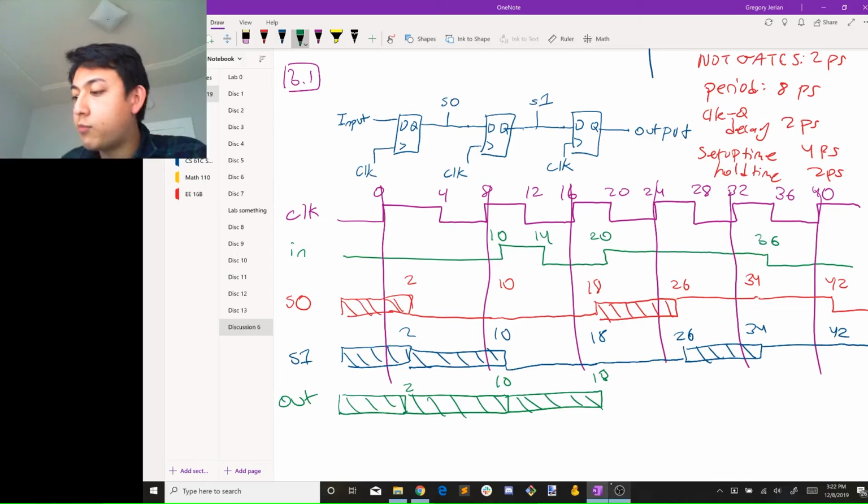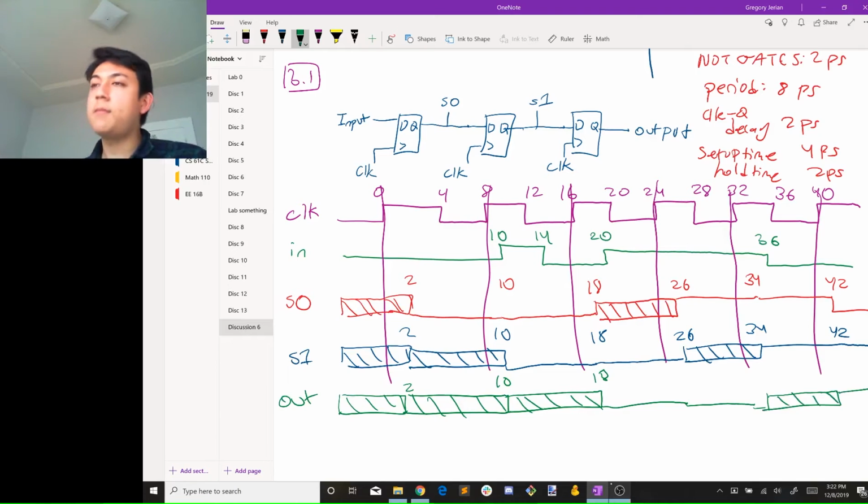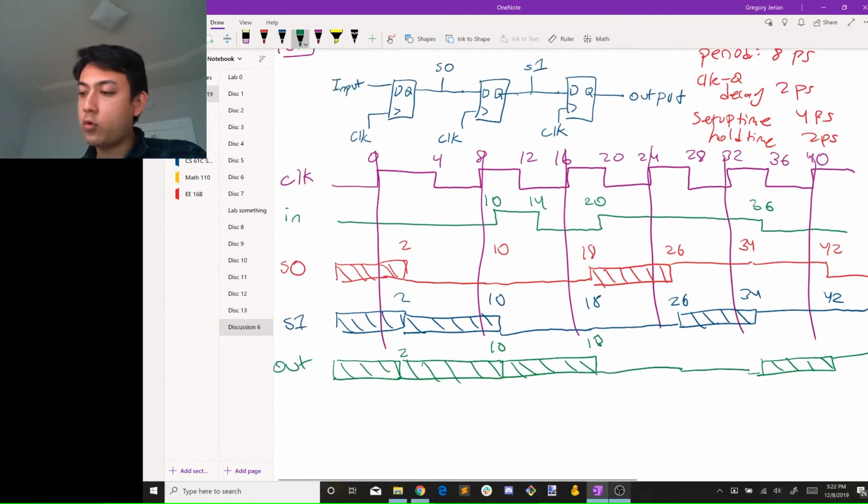At 18, we get to propagate down the low. At 26, we get to propagate the low again. At 34, we get to propagate the undefined. And then at 42, we go high. Okay? So that's our circuit. Cool.